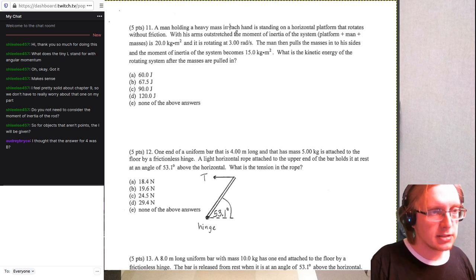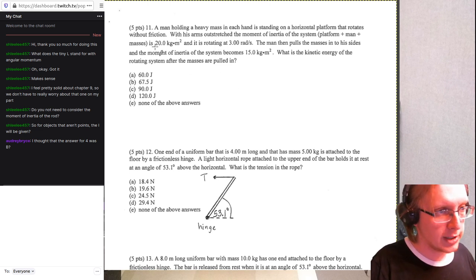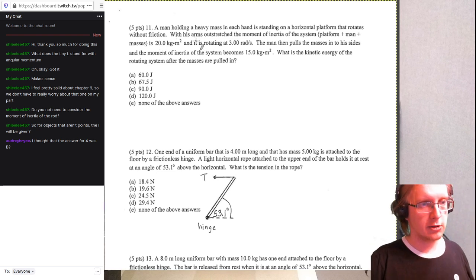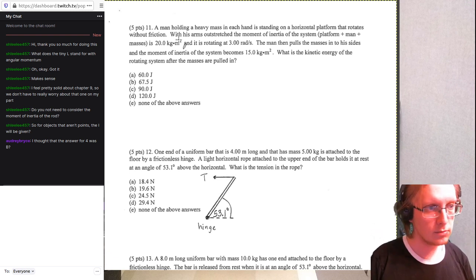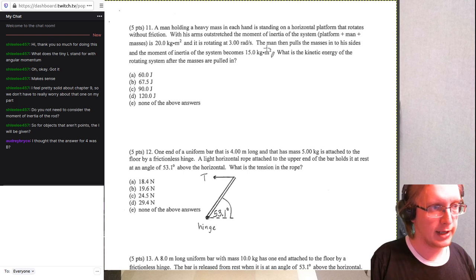A man holding a heavy mass in each hand is standing on a horizontal platform that rotates without friction. All right, so we got a guy sitting in a chair going around in circles with his arms outstretched, like so. The moment of inertia of the system, platform, man, and mass is 20 kilograms meters squared, and is rotating at 30 rads per second. The man then pulls the mass into his sides, and the moment of inertia of the system becomes 15 kilograms meters squared. What is the kinetic energy of the rotating system after the masses are pulled in?